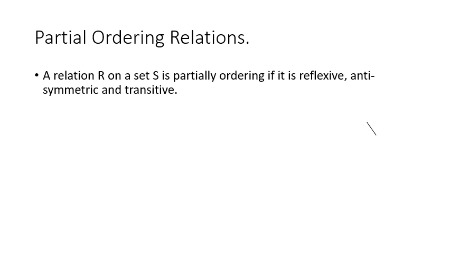Next is partial ordering relations. A relation R on a set S is partially ordering if it is reflexive, antisymmetric and transitive. So an equivalence relation is a relation in which we could see reflexive, symmetric and transitive. But coming to partial ordering relation, it is reflexive, antisymmetric, and transitive.